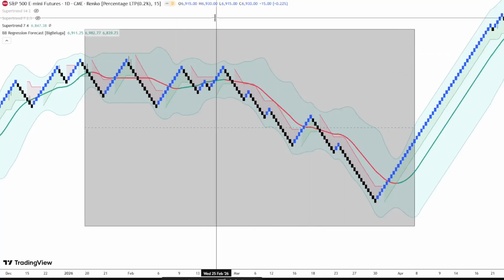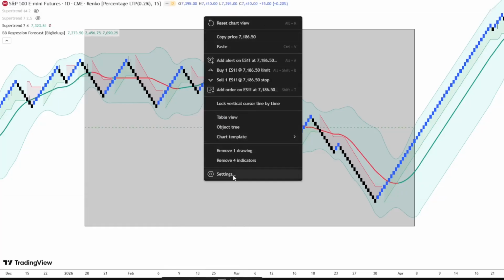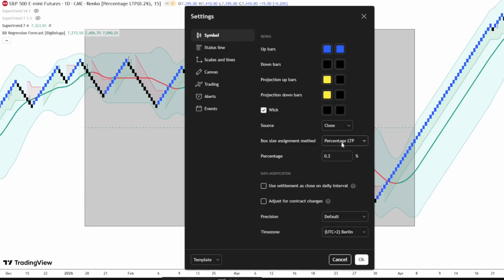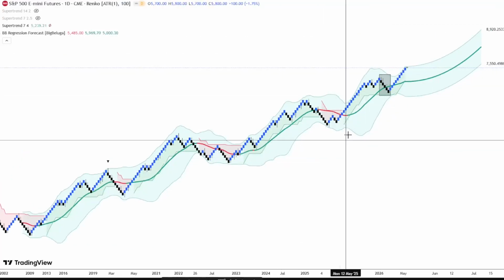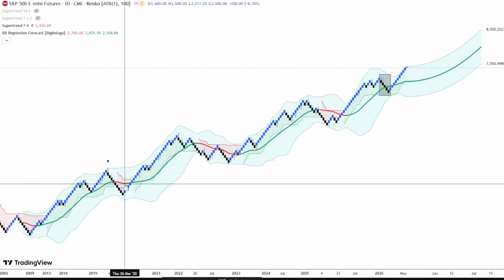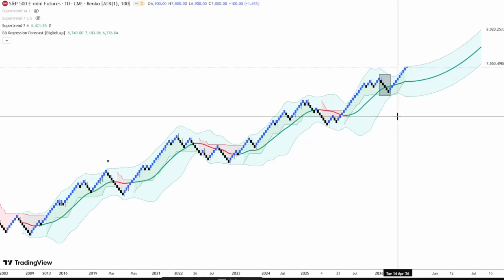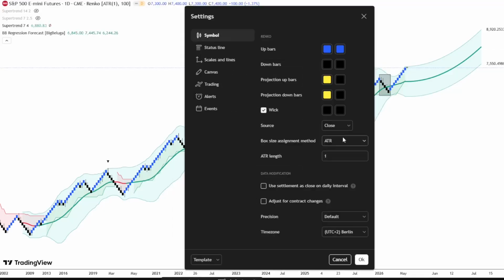First things first about Renko is the block size. You can always change it with percentage, traditional, or ATR. With ATR this is a bit too much, as you can see, it's really big. For example, you can have 2020 like here, and then here we have 2026. So this is actually 6 years. So I prefer using percentage.